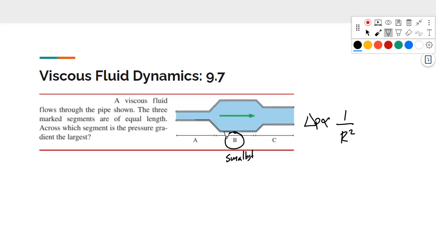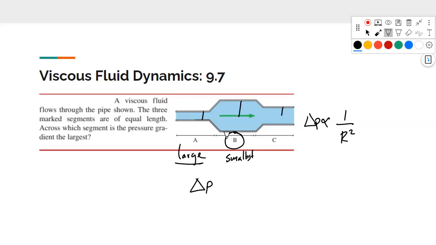Okay, and so what we have to think about is that as the fluid flows through this system, we still have the continuity equation. We still have A times v is conserved. And so, oh, actually, sorry, I see what's happening. So this is the smallest radius. This is the biggest, and this is actually a medium amount. Okay, so then this would be the largest delta P. This is comparing delta P's.